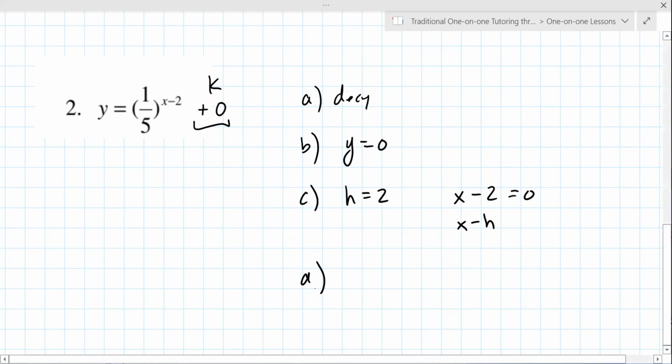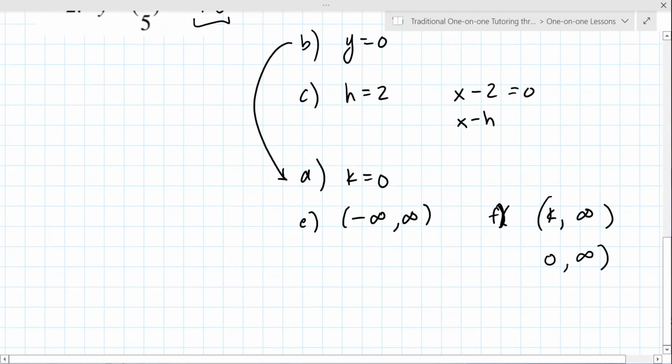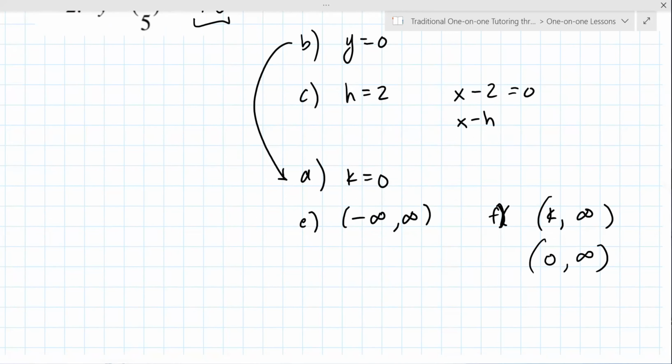D is to find the value of K. That comes from B, so K is 0. E, the domain is minus infinity to infinity for all of these. And for F, the range is always from whatever K value you have to positive infinity. So your K value is 0, so it's 0 to positive infinity. Okay, let's do 3, but not 4.